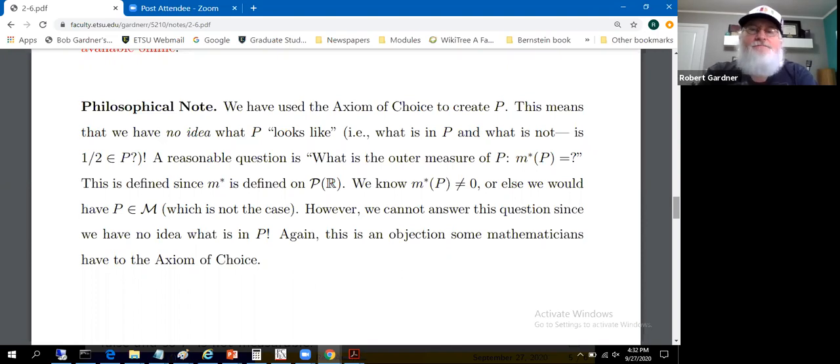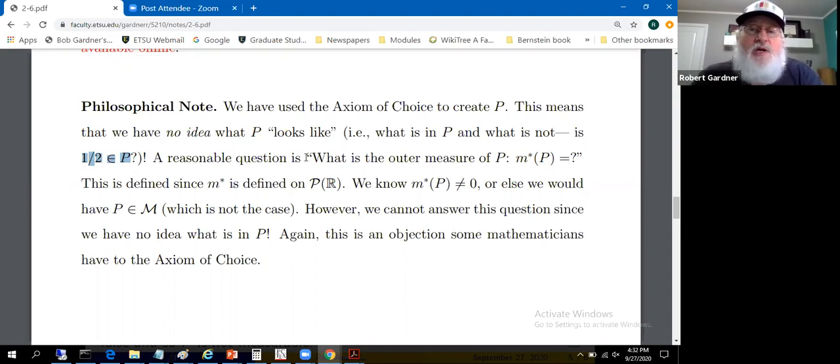Philosophical note, we've used the axiom of choice to create P. We had no idea what set P looks like. I've been big on what does this set look like? I know what an open set of real numbers looks like. I know what a G delta and an F sigma set look like in some sense. I know what a G delta sigma set looks like in a very crude sense, but I've got something. What's a set P look like? No idea. Is 1/2 in set P? I don't know. There's one rational number in set P, but I don't know which one it is because I use the axiom of choice to pick these things.